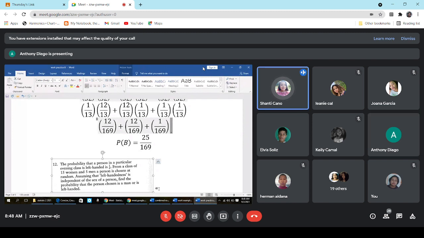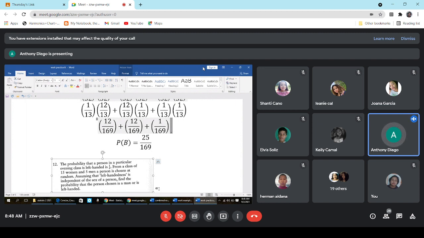Sir, wouldn't it be the one that you were using previously, sir? The independent of events? Yes, it says it's independent, but in some problems, we need to utilize both rules. In this case, we're going to be using the rule for combined events, because the person could be a male and is left-handed, or the person could be a female and is left-handed.